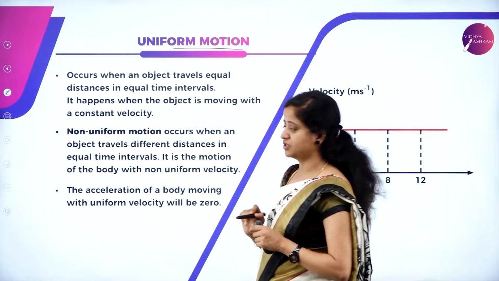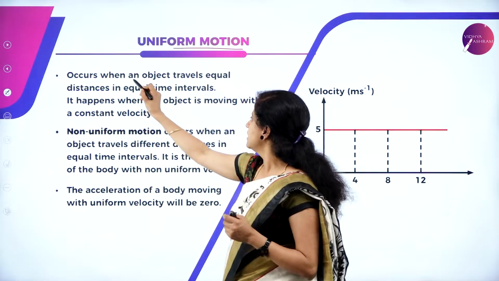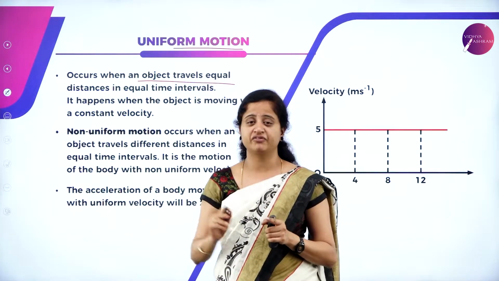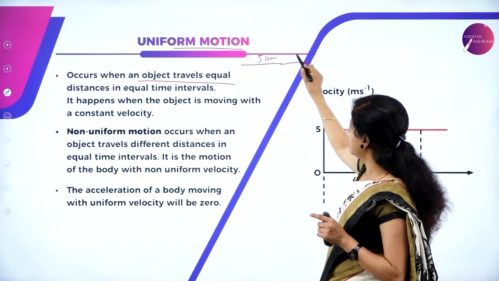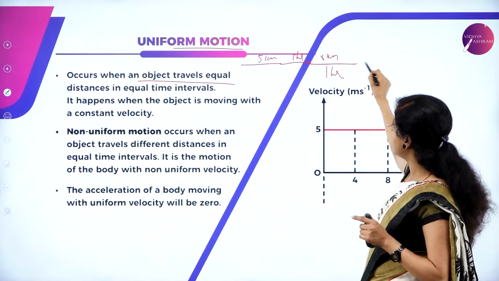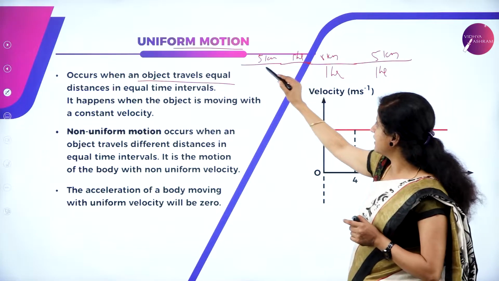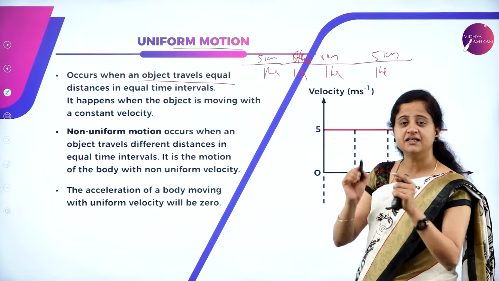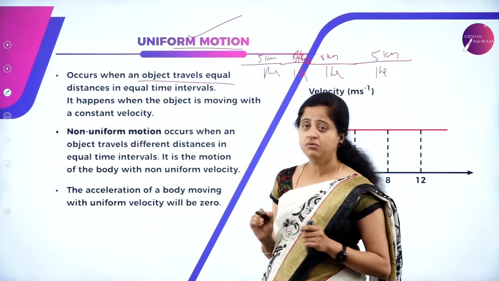Uniform motion. What is it? It occurs when an object travels equal distances in equal intervals of time. For example, if a body travels 5 km in 1 hour, then the next 5 km the body also completes in 1 hour, and the next 5 km again takes 1 hour. Here we can observe the body is taking equal time to complete equal distances. Such kind of motion we call uniform motion.